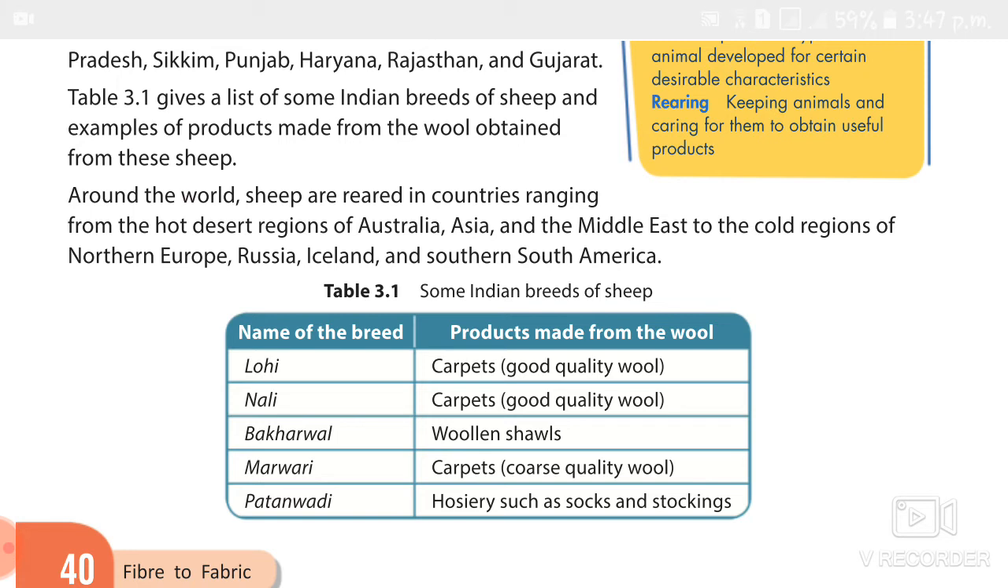Next, let's study about wool from other animals. What is that?